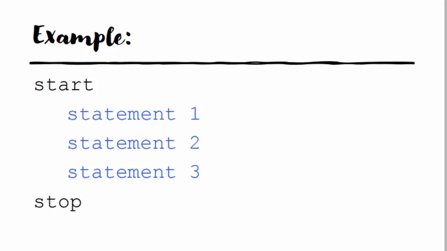Here is an example of pseudocode. Here you will see statements: statement 1, statement 2, and statement 3. They are between the start and stop terminals.